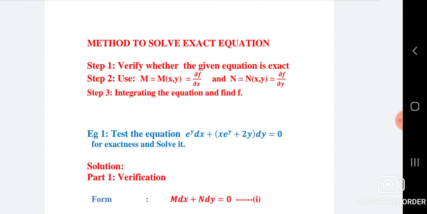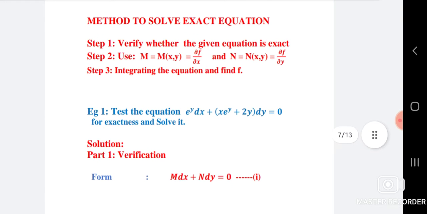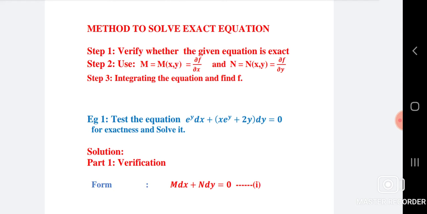Students, today we are going to see how to solve an exact differential equation. With an exact differential equation, we have to follow three steps as given here. First, we have to check whether the given equation is exact. Second, we set M as dou f by dou x and N as dou f by dou y. Here M and N are functions of x and y. Our idea is to find the function f. This will be our solution to the given equation.